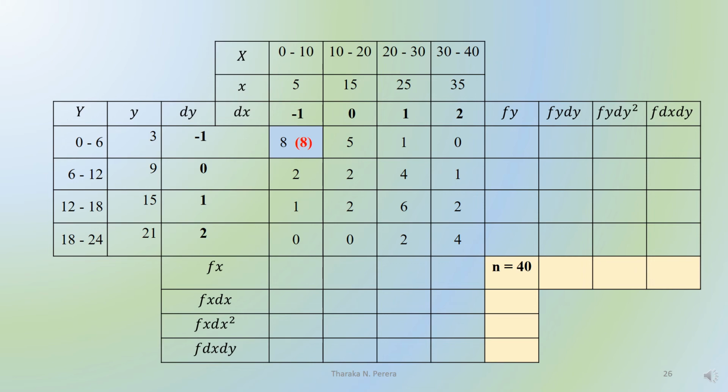In next step, we have to get joint frequencies for each and every frequency value. We can get joint frequency by multiplying frequency value by both dx and dy values. As an example, joint frequency for first frequency value can be calculated by dx value minus 1 into dy value minus 1 into frequency 8.